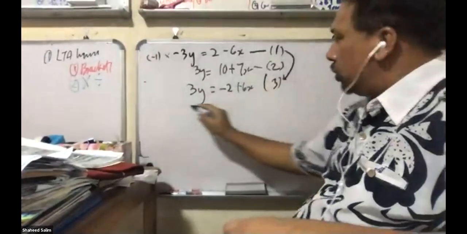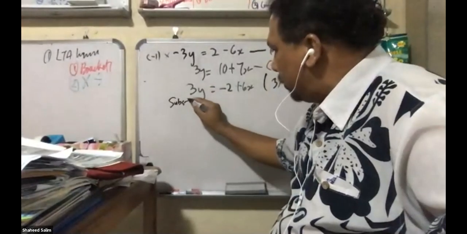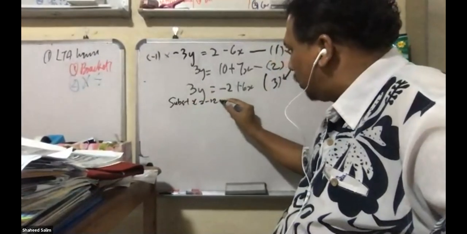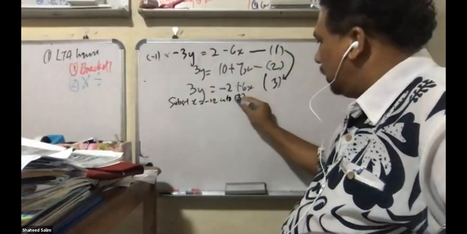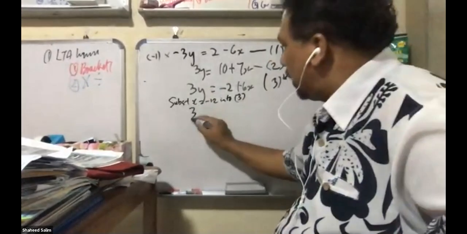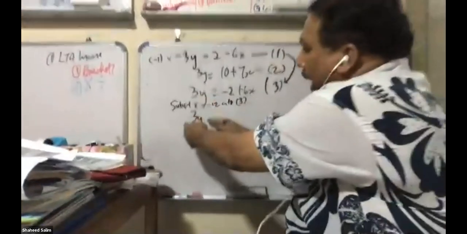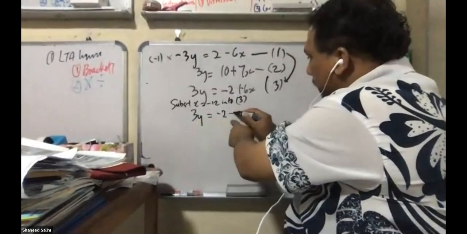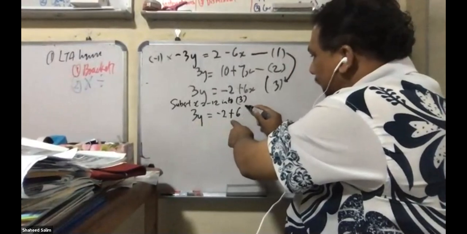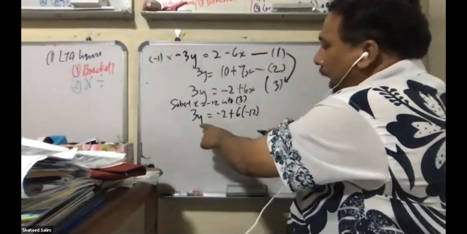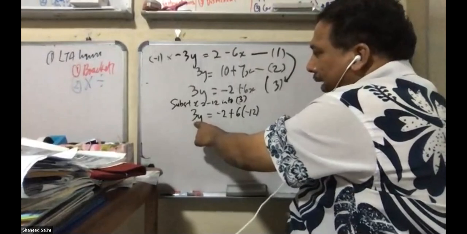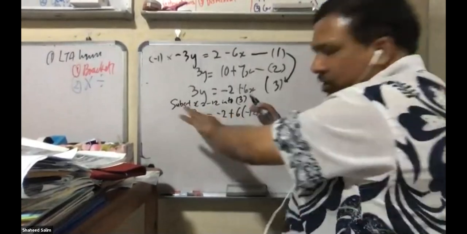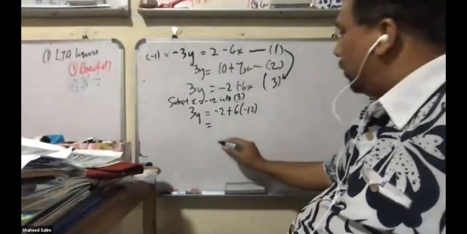I'm going to substitute x equals negative 12 into 3. So this is now 3y. Why do I choose this one? Because the y is already down here, I can find out the value of y. Minus 2 plus 6, x is negative 12. Now I don't need to change it to 1y yet. I just substitute first.